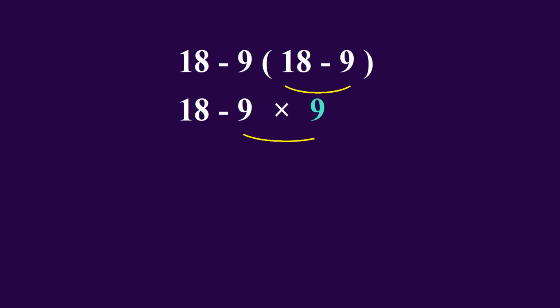So 9 times 9 equals 81. So we have 18 minus 81. So 18 minus 81 equals minus 63. And this is our final answer for this problem.